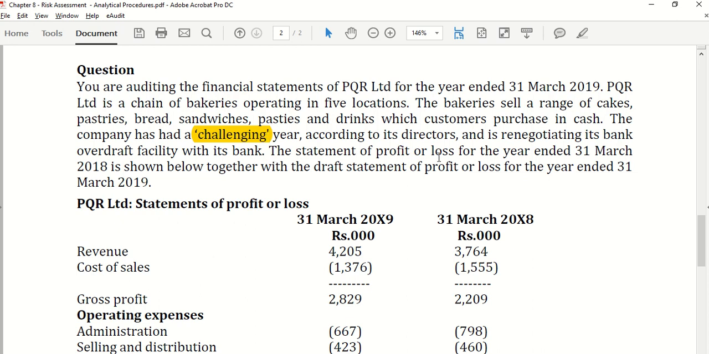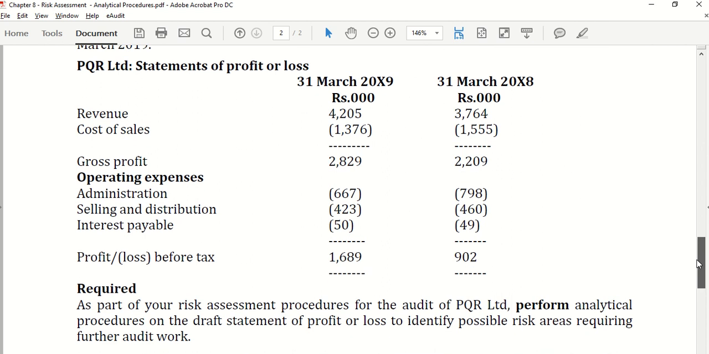The statement of profit or loss for the year ended 31st March 2018 is shown below, together with the draft statement of profit or loss for the year ended 31st March 2019. So you have the audited figures for 2018 and 2019 draft financial statement figures, right? You have the revenue figure and the cost of sales figure, gross profit, administrative expenses, selling and distribution, and interest payable, which would be the finance cost, and you have the profit before tax figures, right?